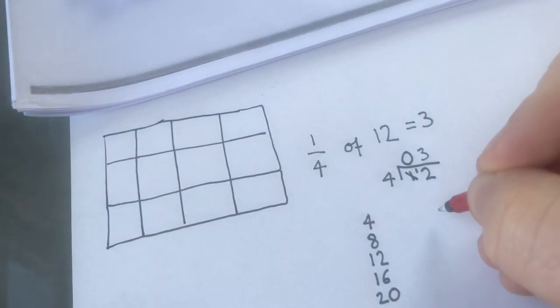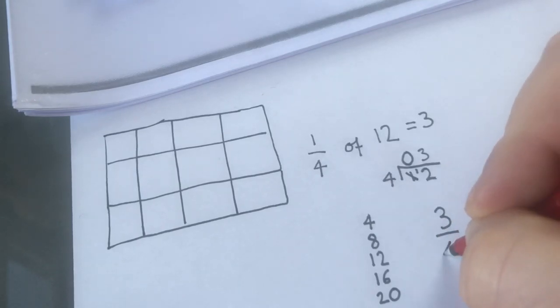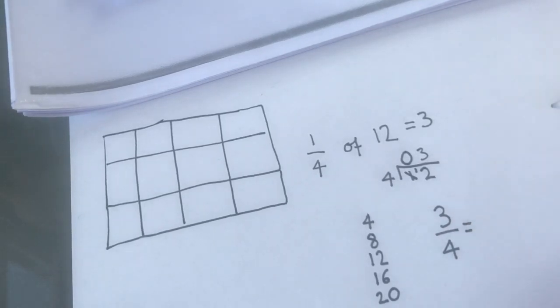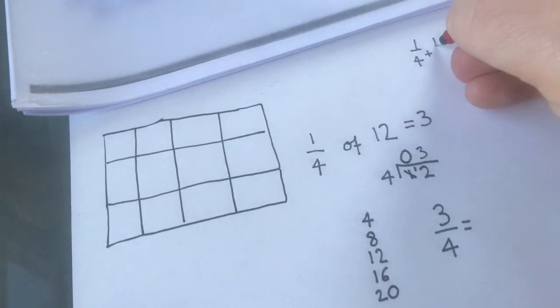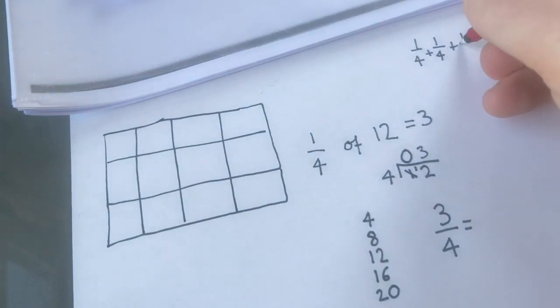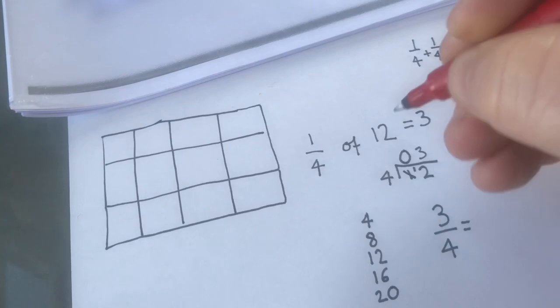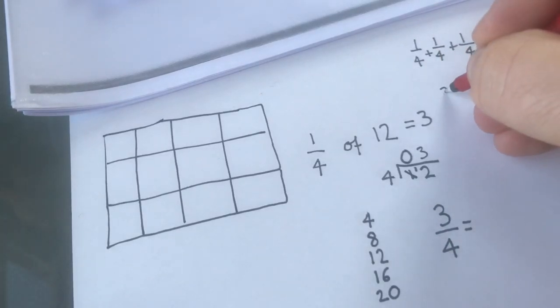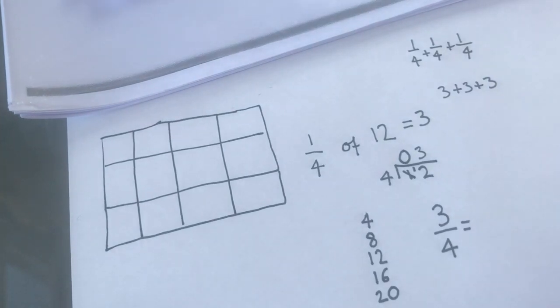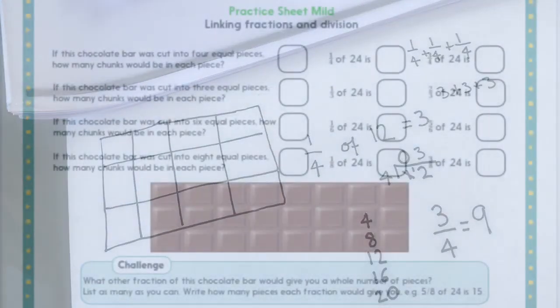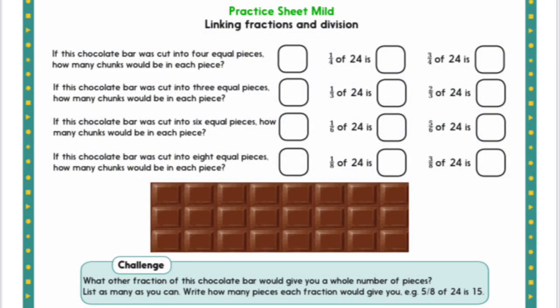If we know that, we can then work out what 3/4 are. So 3/4 of 12 must be 1/4, add 1/4, add 1/4. Now we know that each quarter is worth 3. So it's the same as 3, add 3, add 3. What is 3 add 3 add 3? That's right, it's 9. 3/4 of 12 is 9. Now choose the challenge sheet you think you can complete. Good luck.